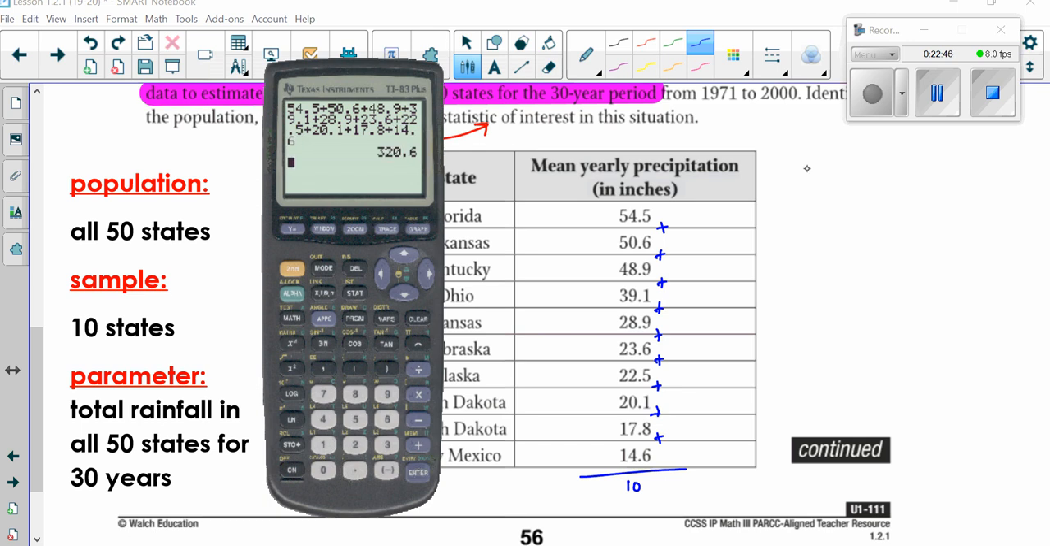All right, so I'm just going to write out what we got. I just added them all up, and I got a total rainfall of 320.6 inches. So that's the total rainfall. Okay, and there's a couple ways that I can do this. I'm going to show you two different ways.